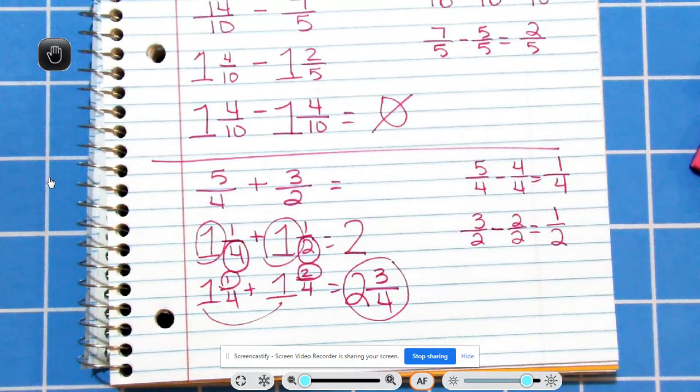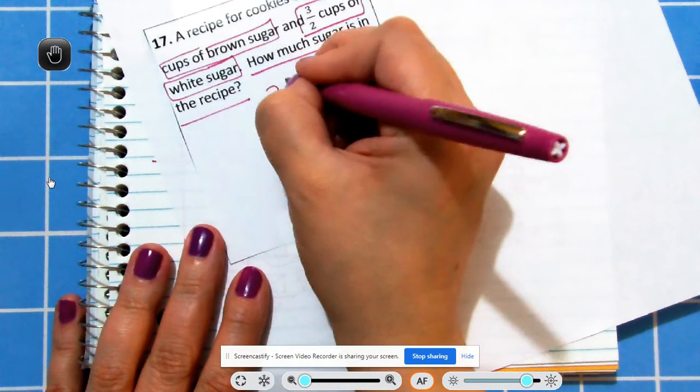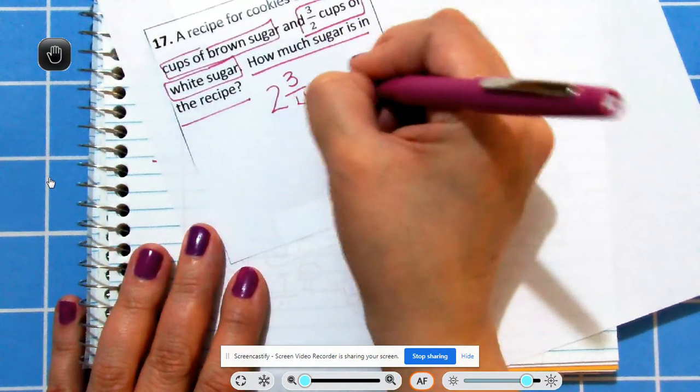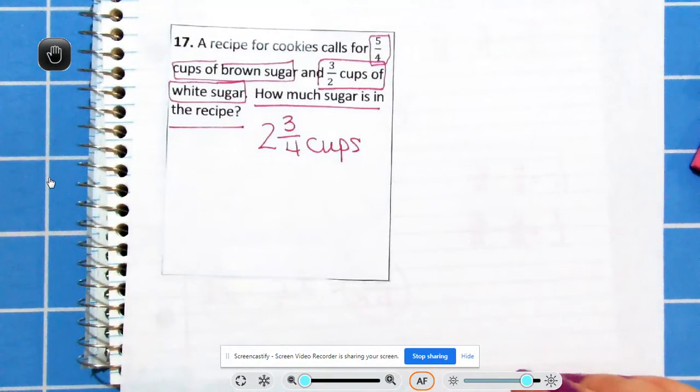So how much sugar is in the recipe? 2 and 3/4 cups. 2 and 3/4 cups.